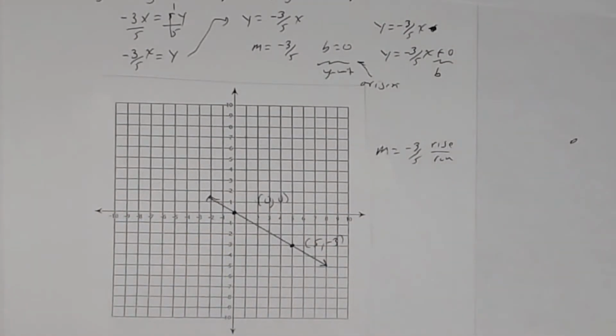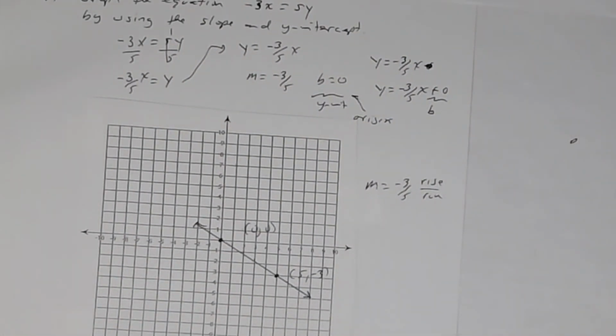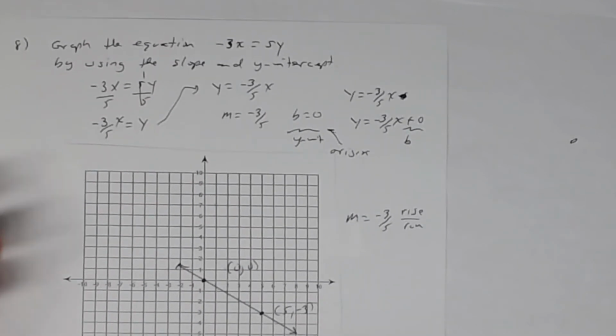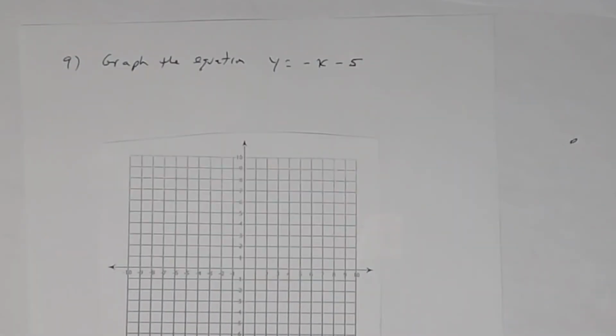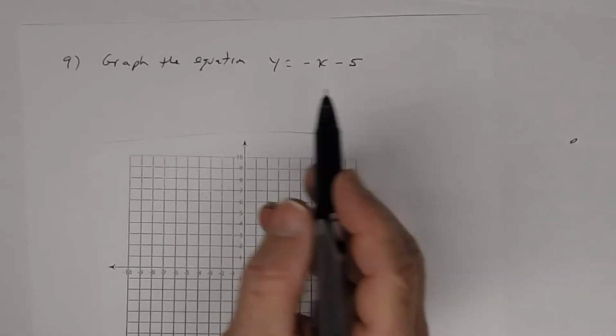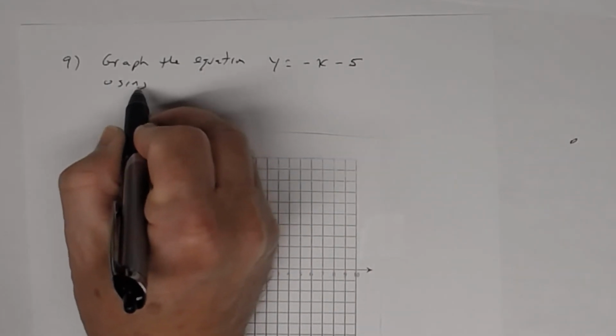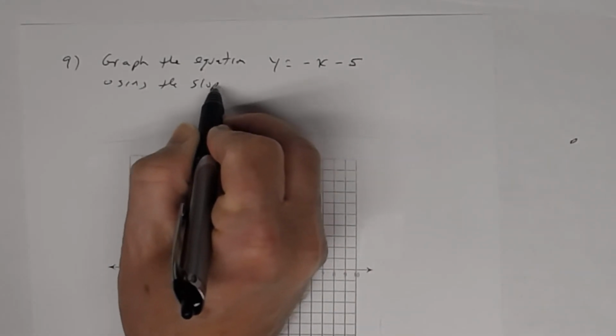Okay? All right, now, one more. Let's look at one more. Okay, so this is number 9. So you want to graph the equation y equals negative x minus 5 using the slope and y-intercept. Okay?